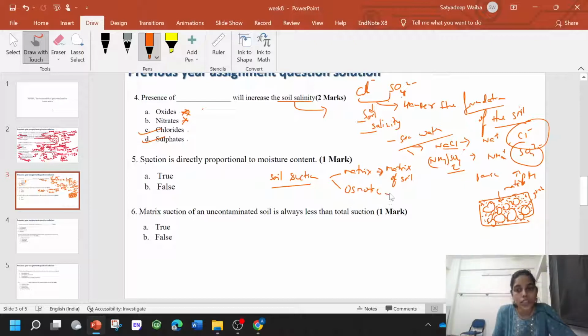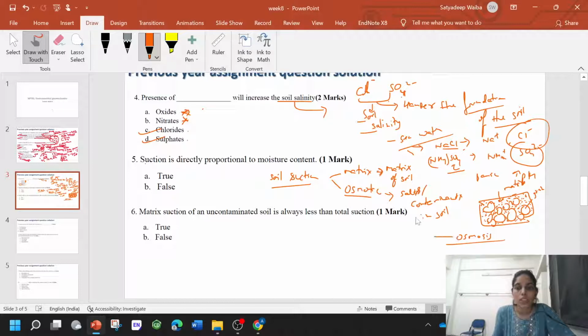Another is osmotic suction. It depends on the salts in a soil, or contaminants, for example calcium carbonate, sodium, magnesium sulfate or something like that. So the salts or any contaminants present in soil actually affect the osmotic suction. Now, osmotic suction comes from osmosis.